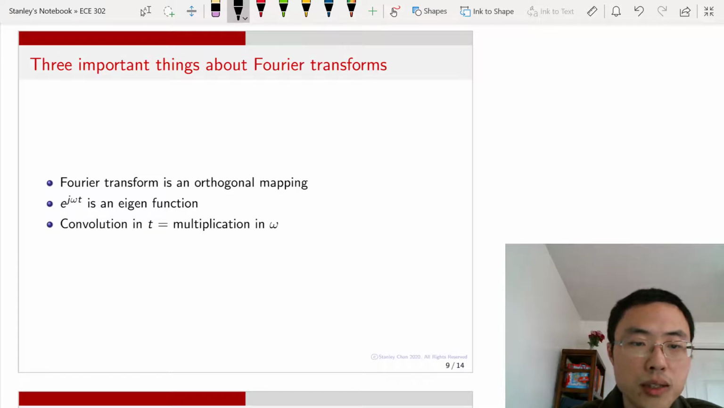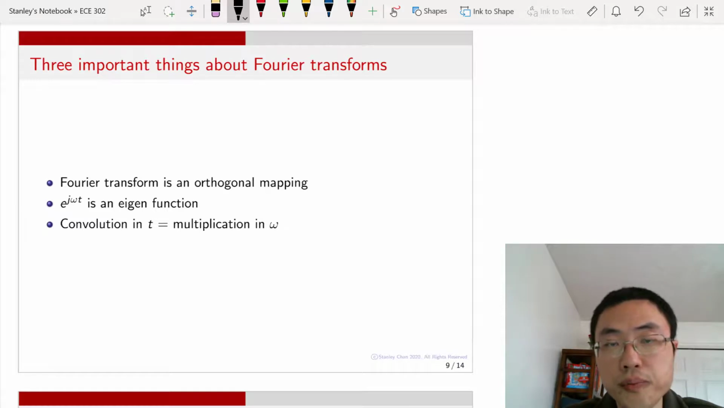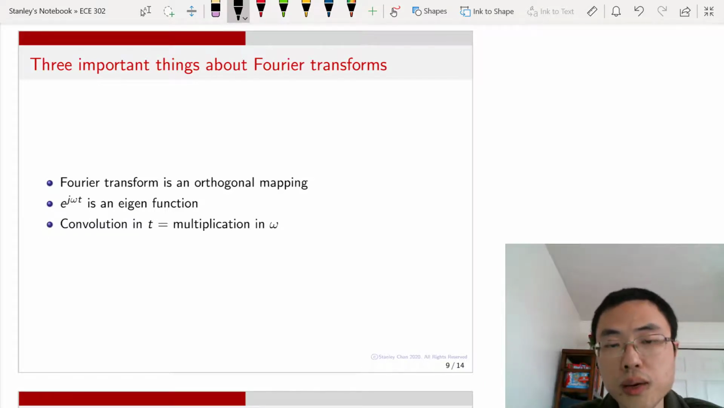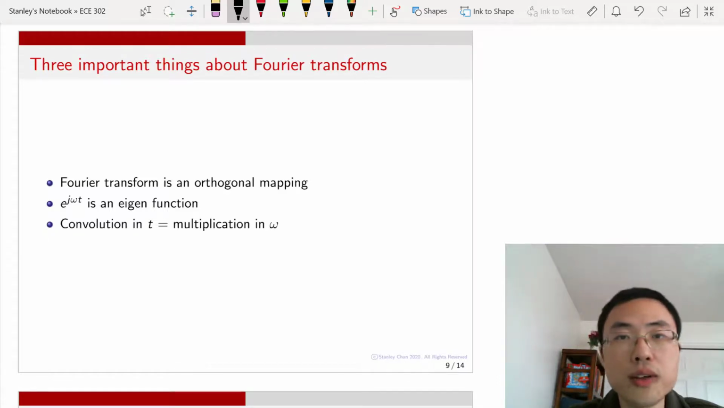The second property that is important to know is, why do we care about this e to the j omega t so much? It is because e to the j omega t is an eigenfunction. It doesn't change as it goes through a linear time invariant system. That is unique to LTI systems. The third thing that many of you should have remembered so far is that convolution in time is equal to multiplication in what we call the frequency domain. That will allow you to do a lot of operations of the random processes very efficiently in the other domain.